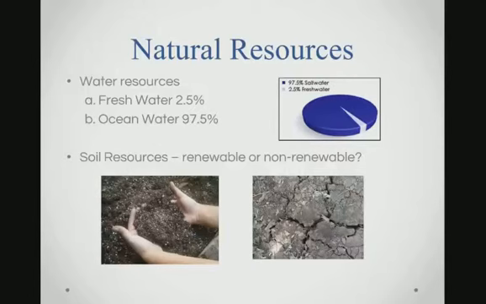So the freshwater resources need to be taken care of because we don't have a lot of it compared to the amount of water that we have here on our planet.